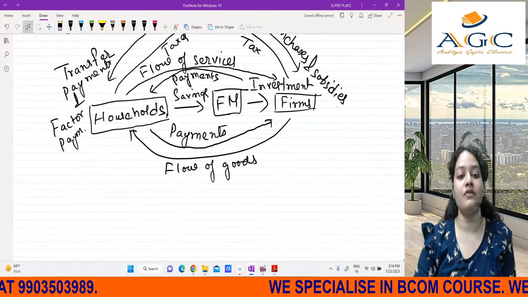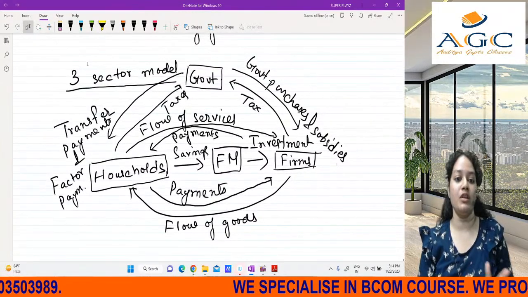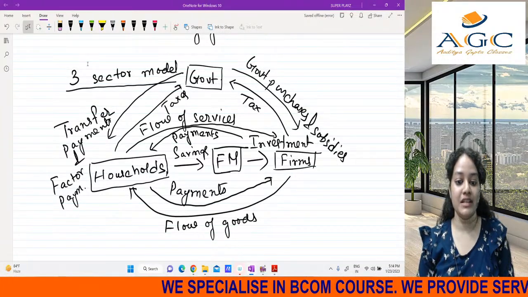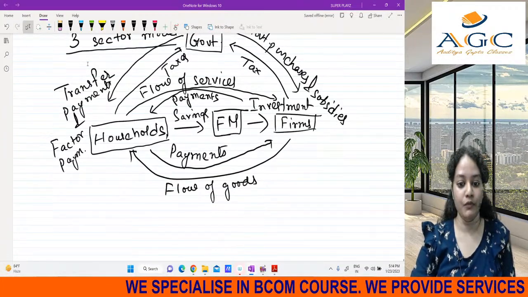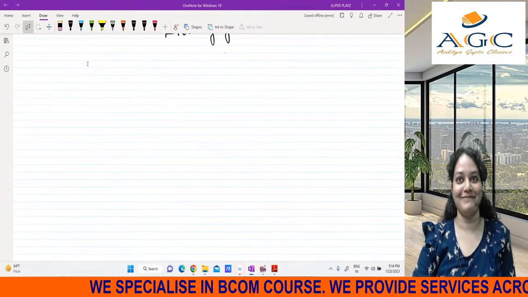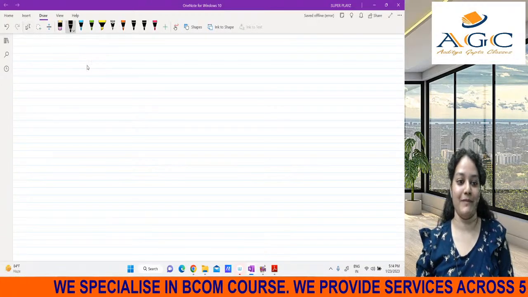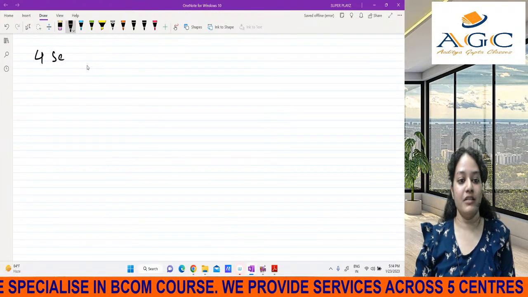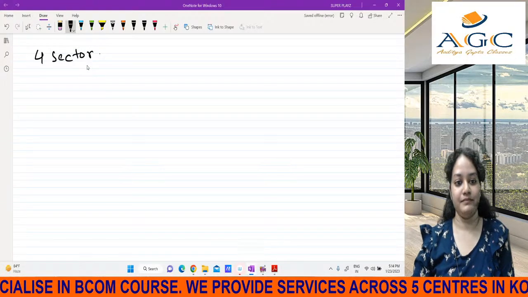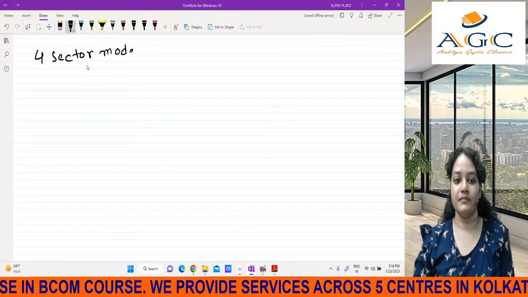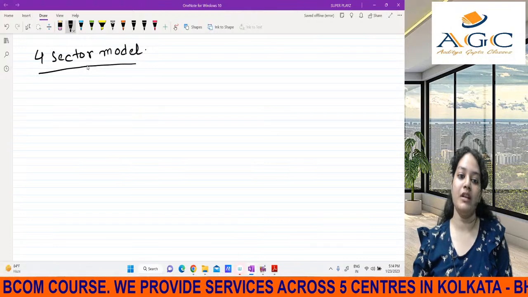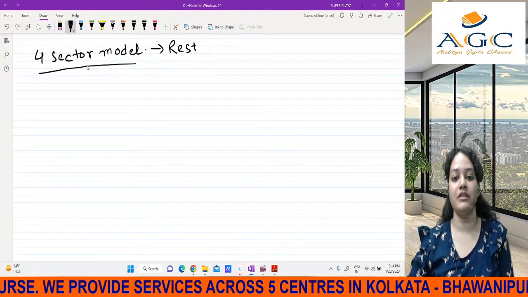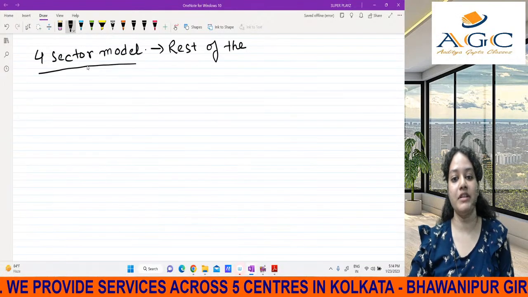Then comes your four sector model. I hope the two sector model without savings and investment, with savings and investment, and the three sector model is clear to everyone, hopefully. Okay. Then comes your four sector model. In the four sector model, the new thing that comes into the picture is our rest of the world, as in the foreign sector.